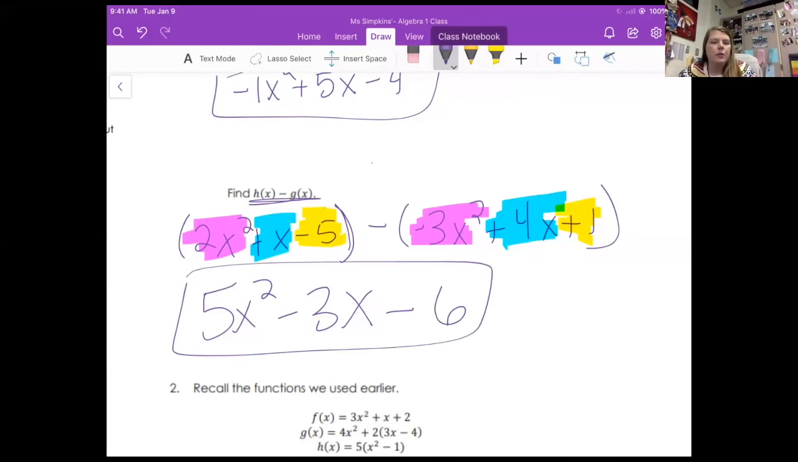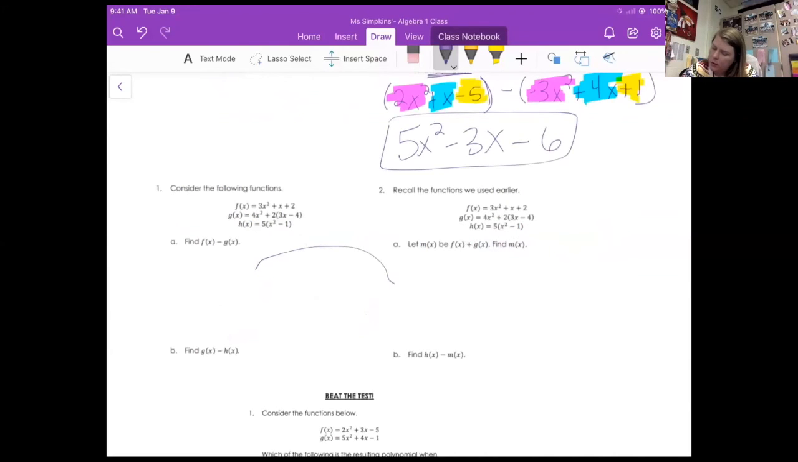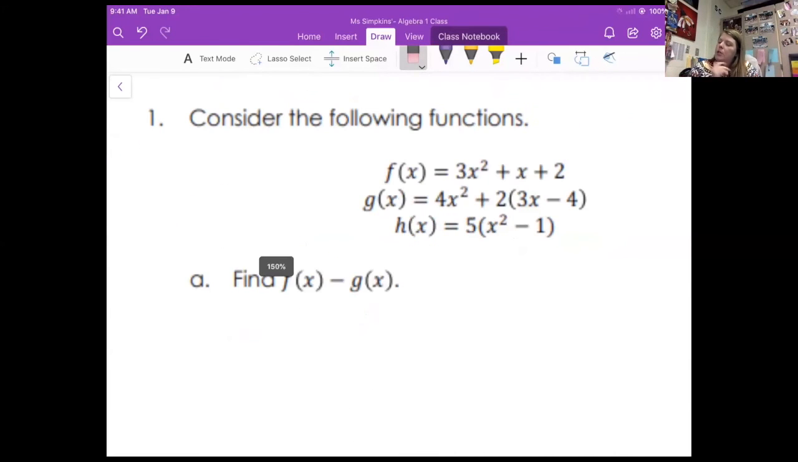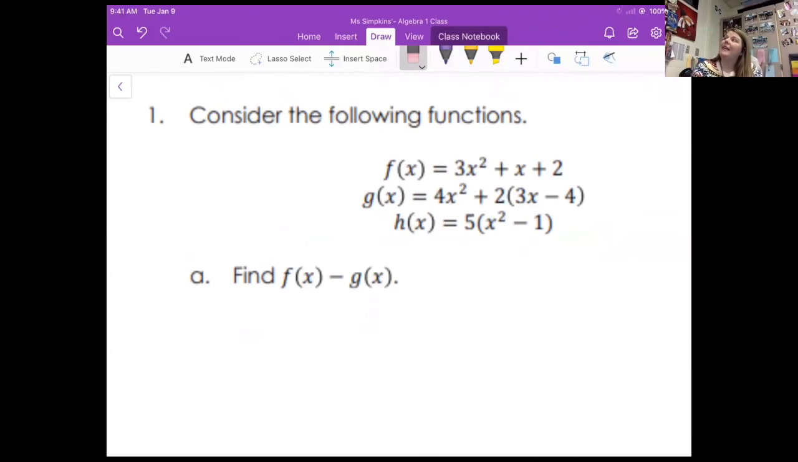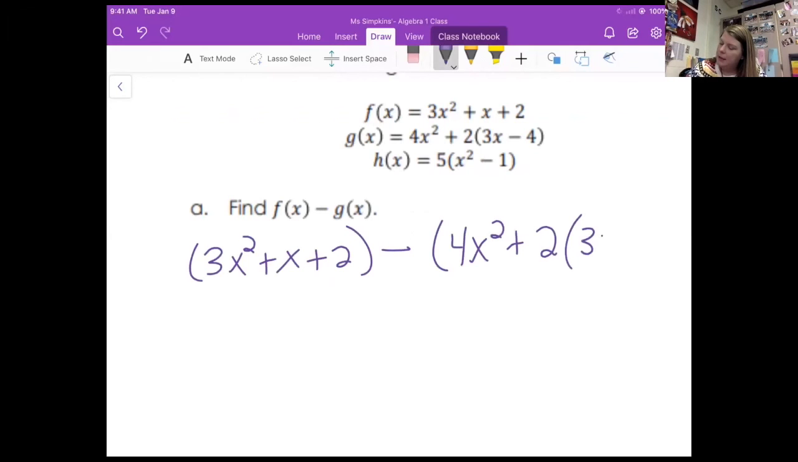All right, let's look at 2 more. We'll probably do 2 more together, and then I'm going to have you do 2 or 3 on your own. So let's practice number 1. This is giving us 3 different functions: f of x, g of x, and h of x. The first one is asking me to take f of x and subtract g of x. So let's do that first. We have 3x squared plus x plus 2 minus 4x squared plus 2 times 3x minus 4.